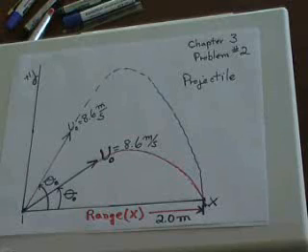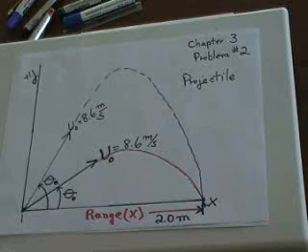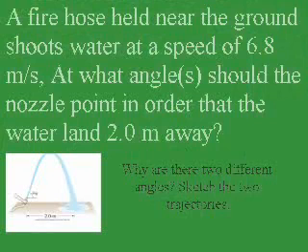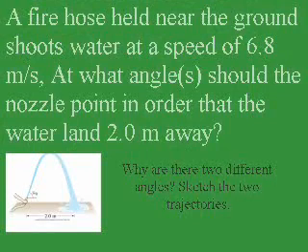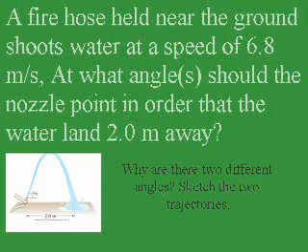Chapter 3, problem number 2 on projectile motion. Let me read the question first. A fire hose held near the ground shoots water at a speed of 6.8 meters per second. At what angle or angles should the nozzle point in order that the water land 2.0 meters away?